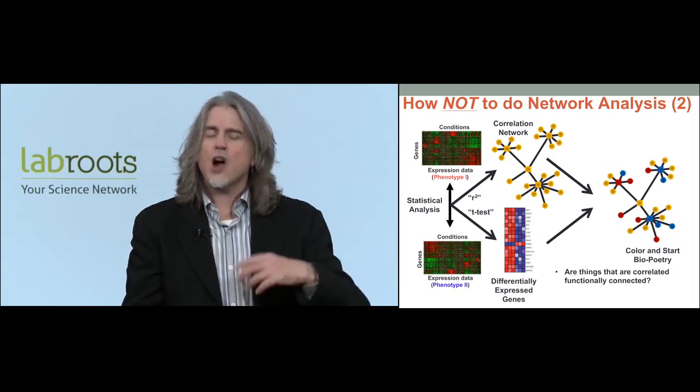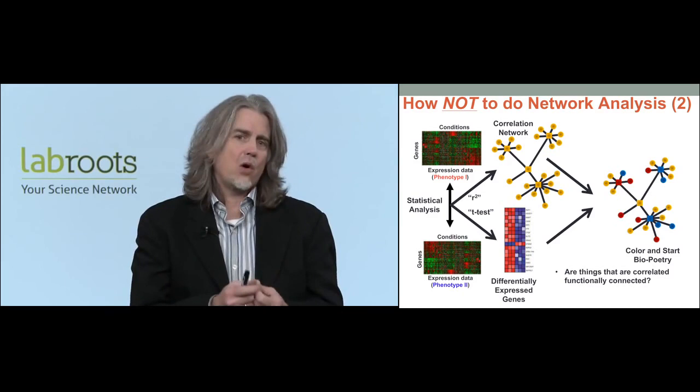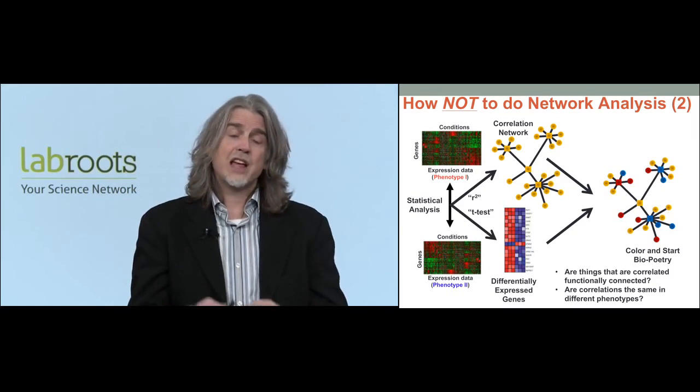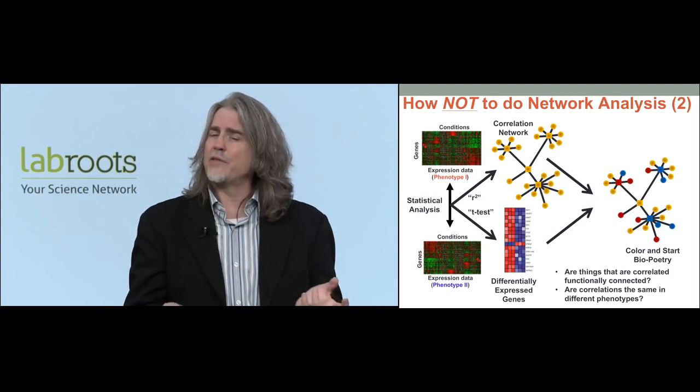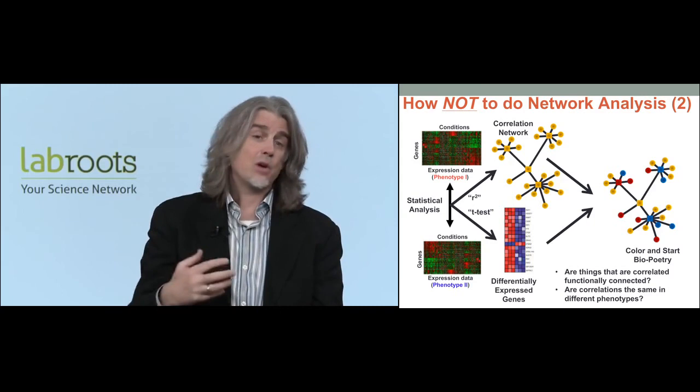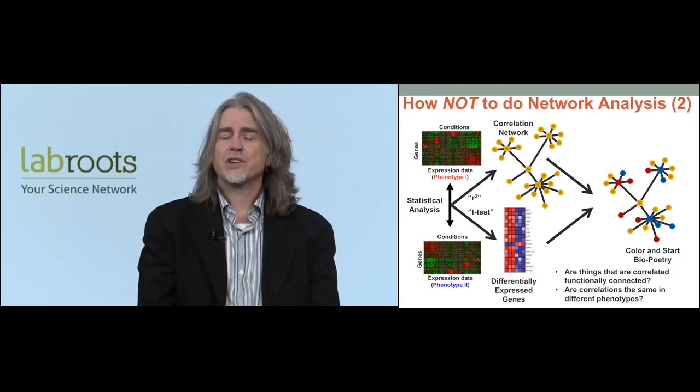Number one, are things that are correlated actually functionally related? Correlation doesn't tell the whole story. And number two, are the correlations going to be the same in different phenotypes? And the fact that we look at differentially expressed genes really suggests that the correlations are going to differ between one phenotype and another. The other thing which we often worry about, at least in my group when we analyze this kind of data, is if we only focus on the differentially expressed genes, don't they work with other genes to try to create the networks and the phenotypes that we observe? So are we losing too much by doing this kind of analysis?